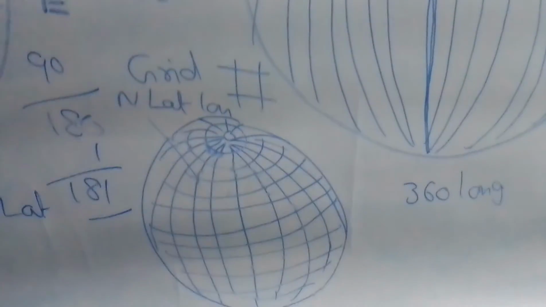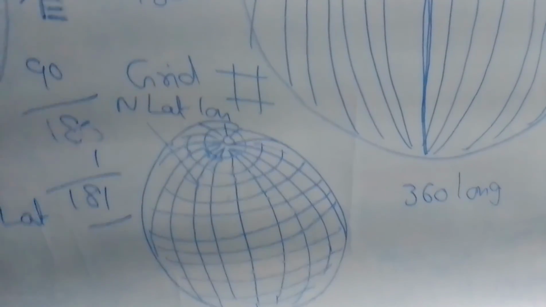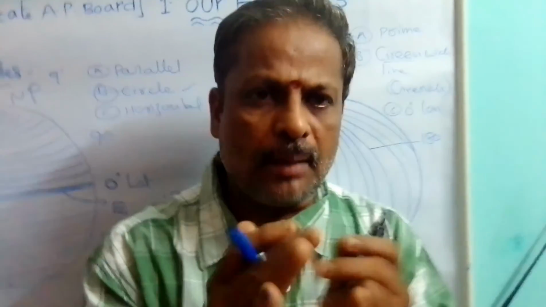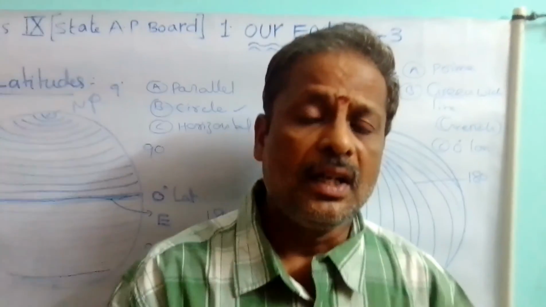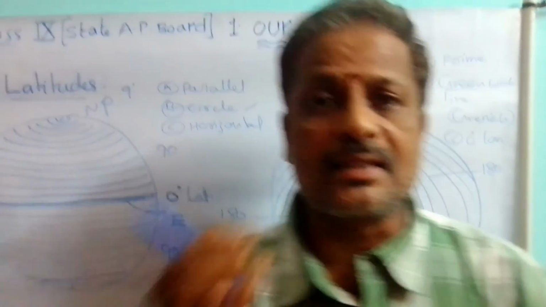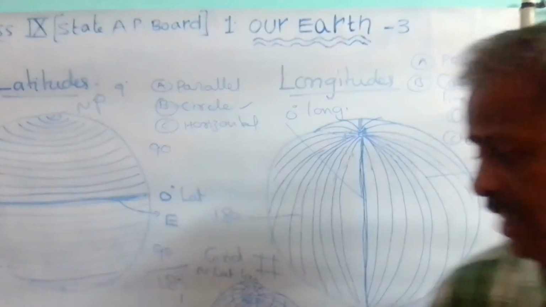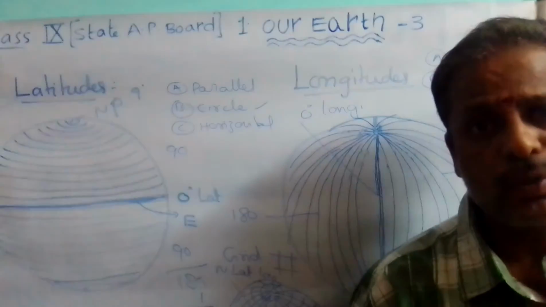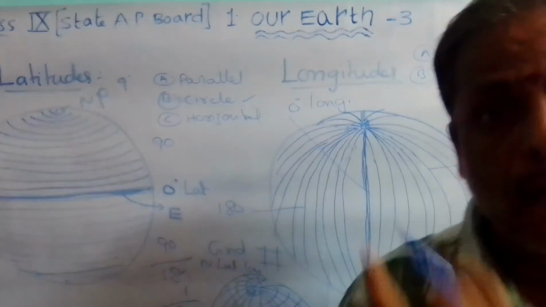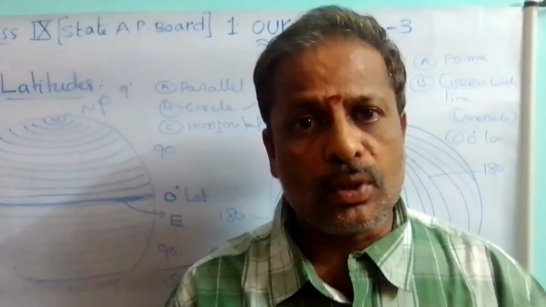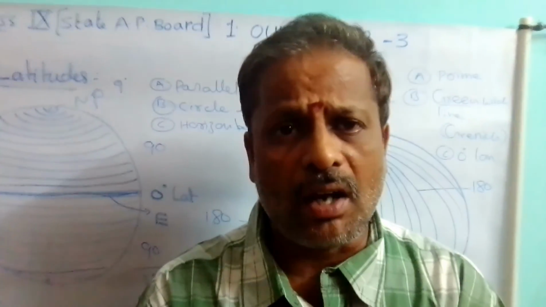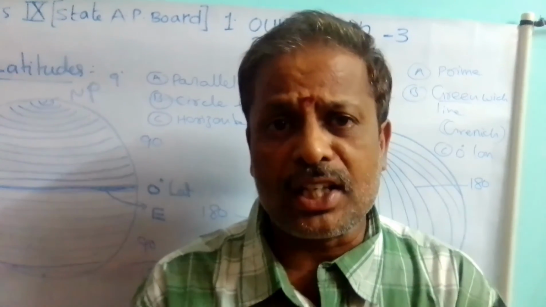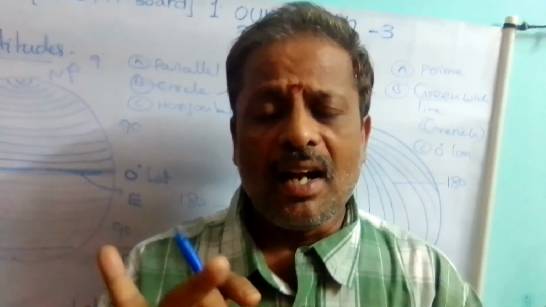So these grids, latitudes and longitudes, why do we have to draw them? There are a number of benefits to drawing these imaginary vertical lines, longitudes, and horizontal lines, latitudes. Now we have to see what the use of drawing latitudes and longitudes is. Number one, by drawing the latitudes and longitudes, we can identify the exact location of one place, one country, and one state.